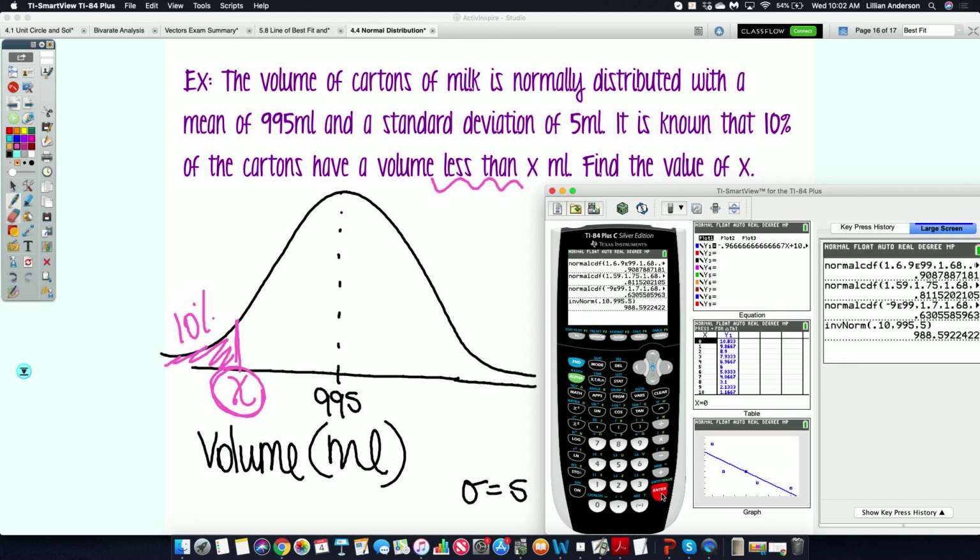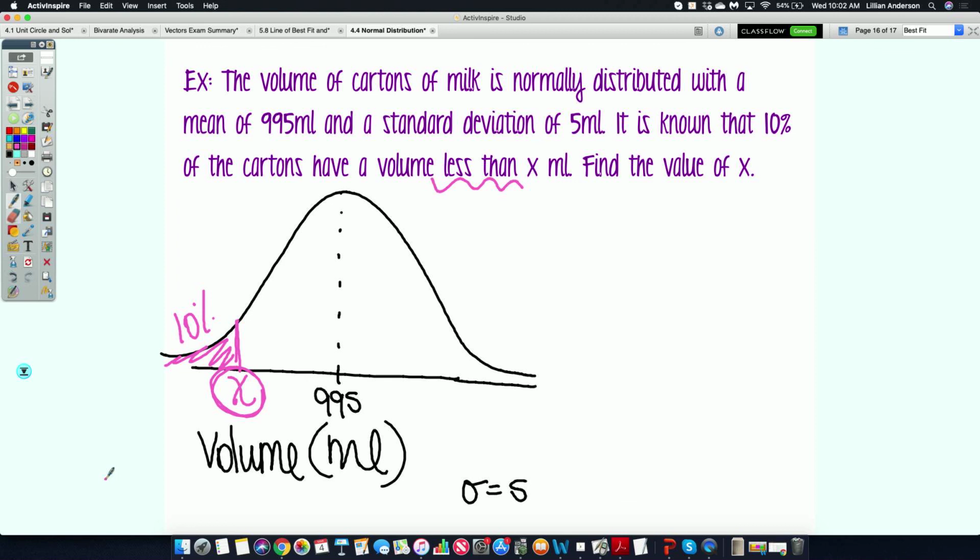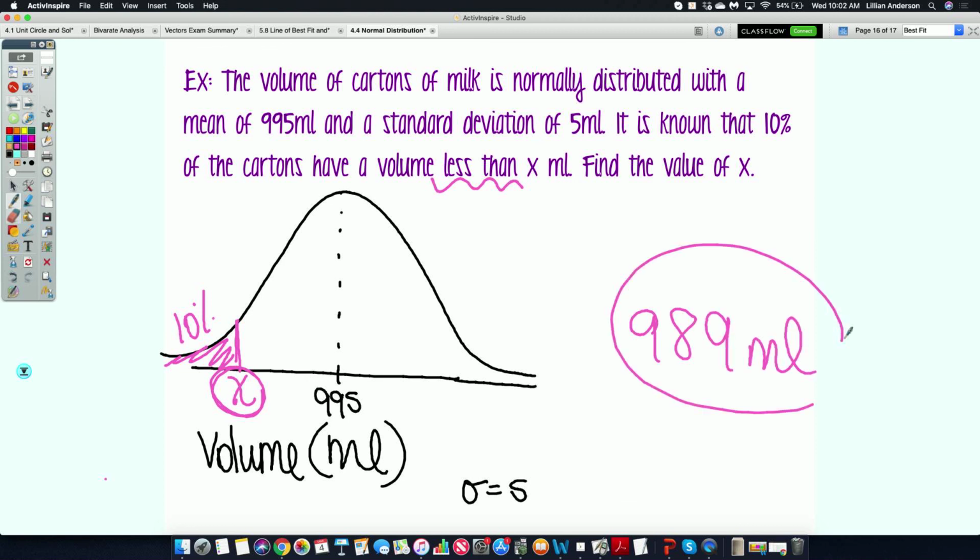That is the milliliter amount where 10% of the cartons have a volume less than that. What's the answer? 989 milliliters. And that's how you find X values. Okay?